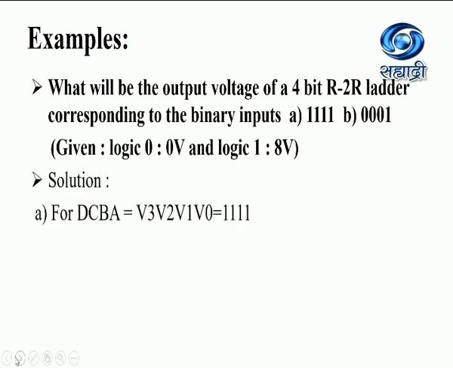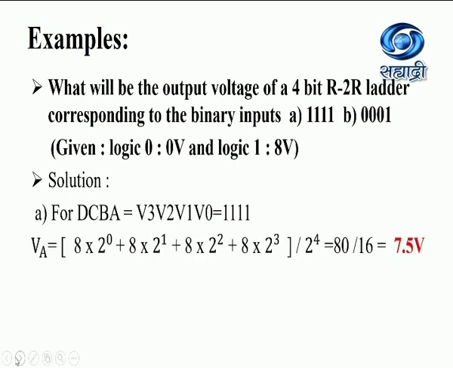Solution. So for first condition for DCBA, the input voltage is V3, V2, V1, V0 and all are at logic 1. So if you apply this logic 1 to the R2R ladder, then we will get 8 into 15 by 16, that is 2 raised to 4, because the number of bits are 4. And if you put V3, V2, V1, V0 in the formula, we'll get 7.5 volt as the analog output.